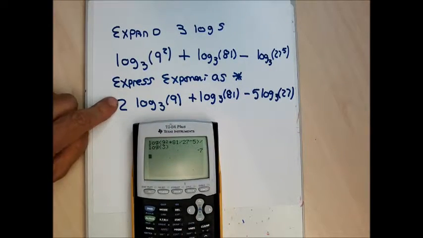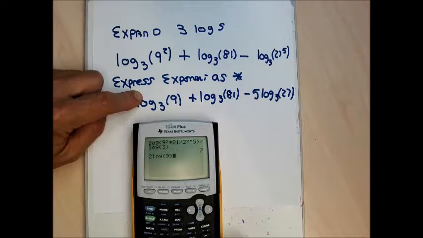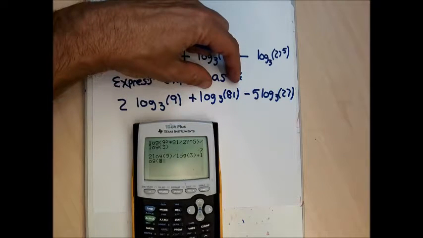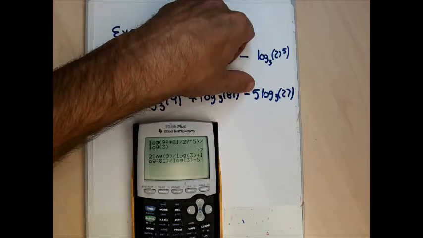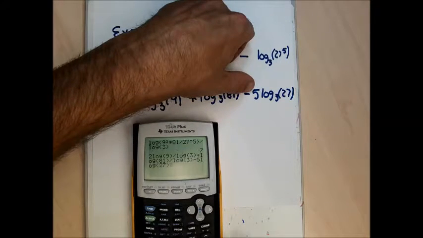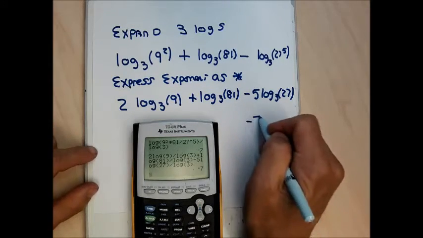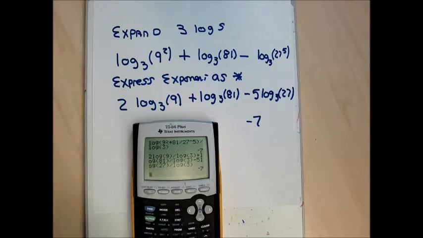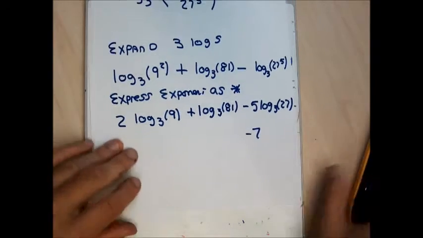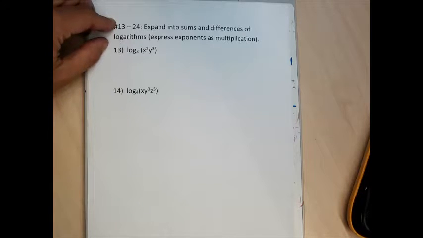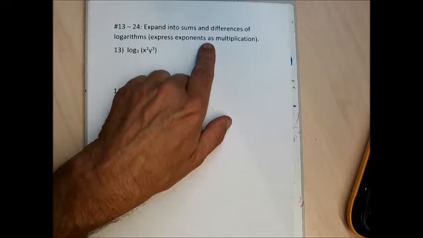To do the expansion, I'd go 2 and then log of 9 divided by log of 3, and then plus log of 81 divided by log of 3, and then minus 5, and then log of 27 divided by log of 3. When I hit enter, I get the same minus 7, so I've correctly expanded. This is what the homework's going to be. For problems 13 through 24, we need to expand from one logarithm into sums and differences of logs and express any exponents as multiplication.